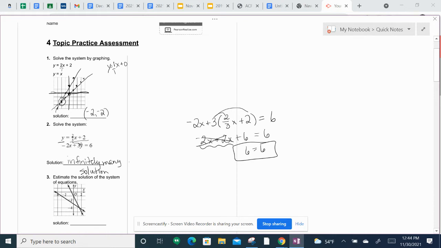Number 3 asks me to estimate the solution. Since it's a graphing one, I'm just going to take a look at where those lines cross. It looks like the x is somewhere between 1 and 2, so I'm going to say maybe at 1.5. You may say 1.3 or 1.4, and that's perfectly fine since we're just estimating. But it does look like it's happening down there on the y around negative 4. So again, an estimate doesn't mean you have to have the exact same answer, but you should be somewhere close to that.